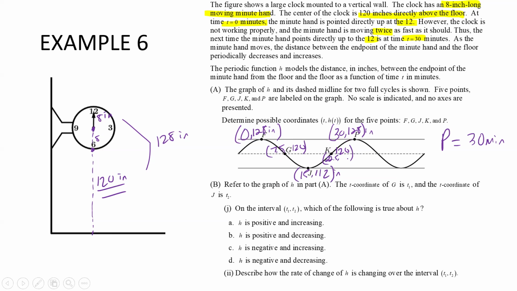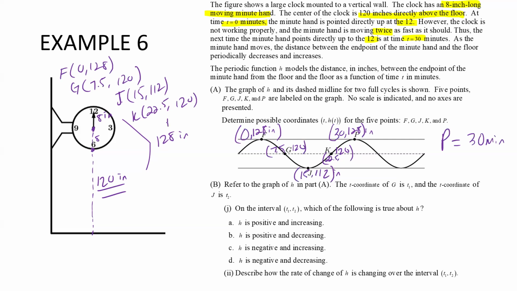Let me see if I can write it prettier for you. So we have F, 0, 128. We have G. G is at 7.5, comma 120. We have J. And J is at 15, comma 112. We have K, and K is at 22.5, comma 120. And we have P, which is at 30, comma 128.